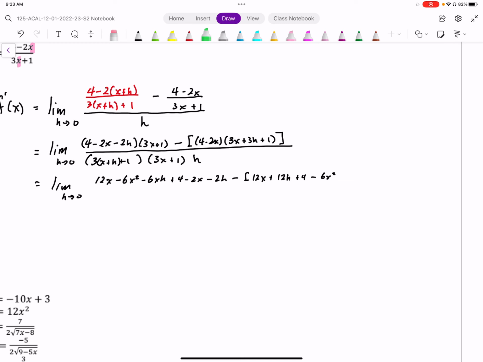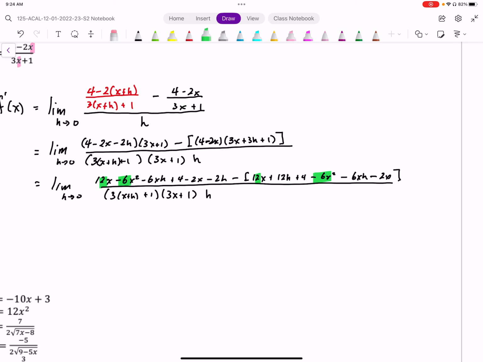That 12h, these 12h's will cancel out. Okay, this minus 6x squared is going to cancel out with that minus 6x squared. Okay, so minus 6x squared minus 6xh. Just make sure that you can see that's a minus there. And then minus 2x times 1 is going to be minus 2x. Okay, and that's all over my common denominator 3x plus h plus 1 times 3x plus 1 times h.